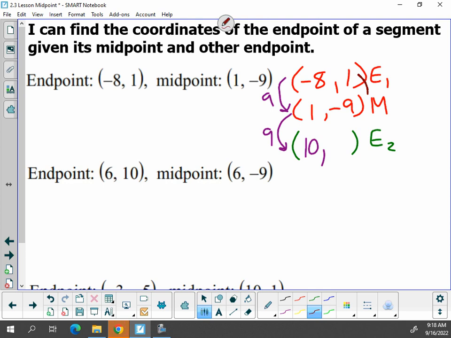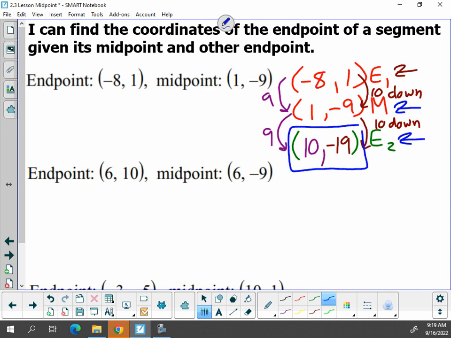To get from 1 to -9, I'm counting down 10. You can say 10 down. So that means I have to count down 10 more. Counting down is the same as subtracting, so counting down 10 from -9 would be -19. So that means if I were to plot this segment, this would be my original endpoint. That would be the midpoint, and now I found the other end, the place where this segment stops, at 10, -19.